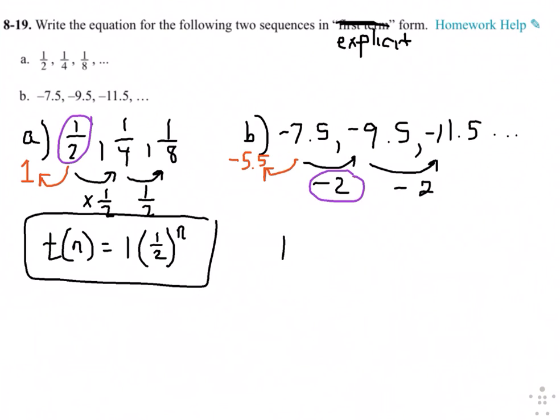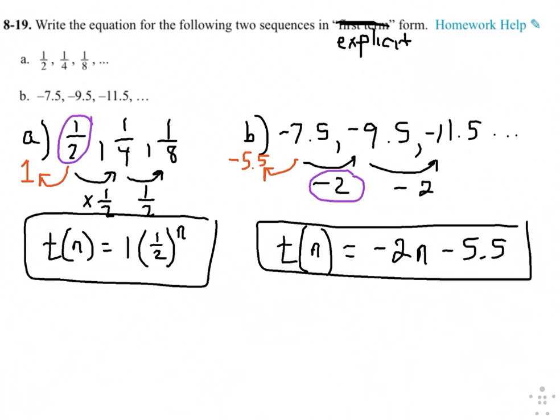So now we get for our explicit equation, T of n equals the slope, -2 times n, plus the y-intercept, or the 0th term, which is -5.5, minus 5.5. So there it is in explicit form.